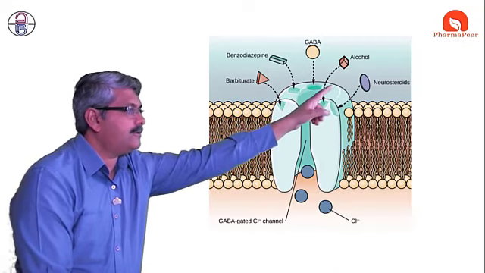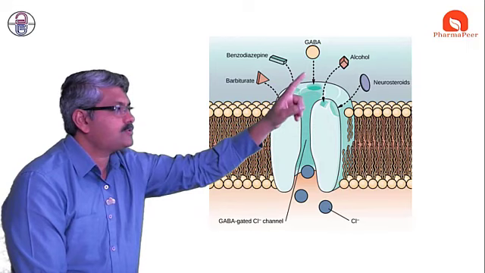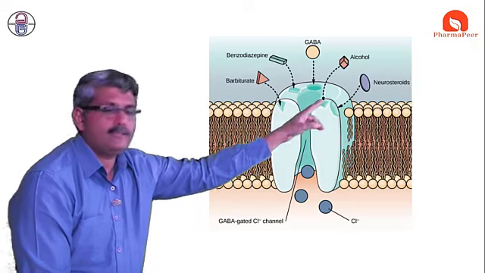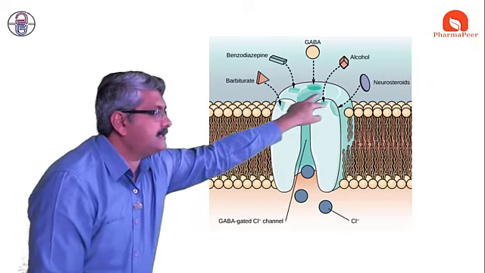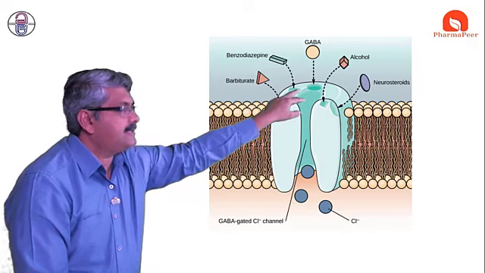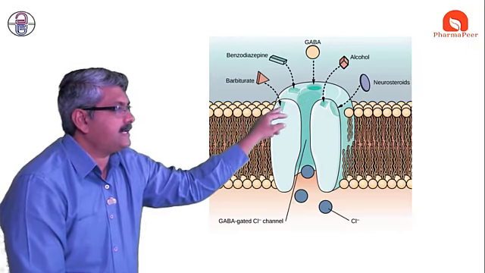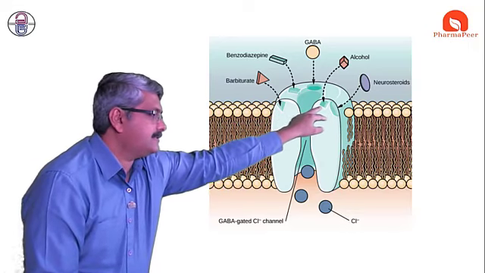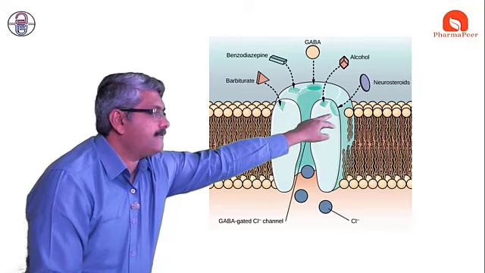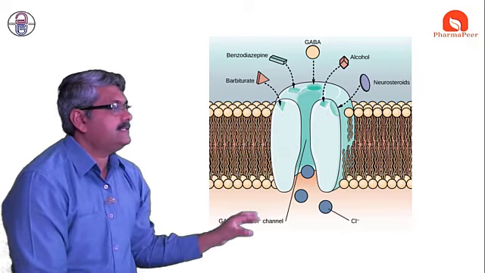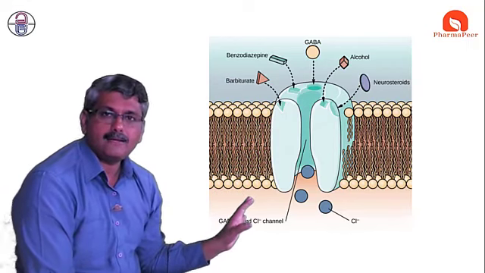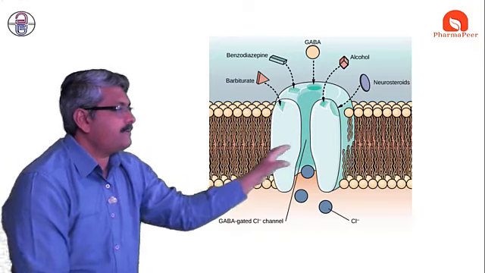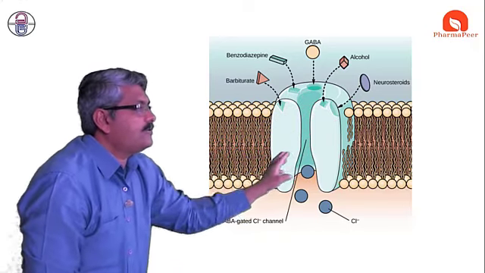Benzodiazepines, GABA, alcohol, some neurosteroids also act in the same manner. They all act on the same neuron, but their location is different. Here at the center, GABA binds. At this point, the benzodiazepine is acting. Here, the barbiturates are acting. Here, the alcohol has its action. Here, the neurosteroids. All are acting on this GABA chloride channel, and when they bind at different locations, only one thing happens: the opening of this chloride channel.